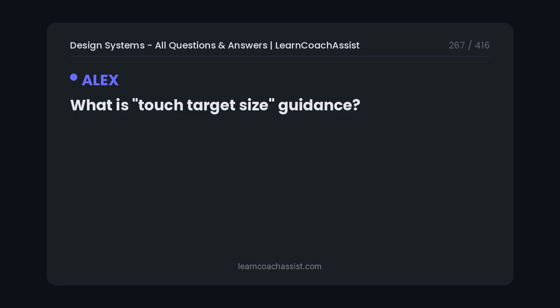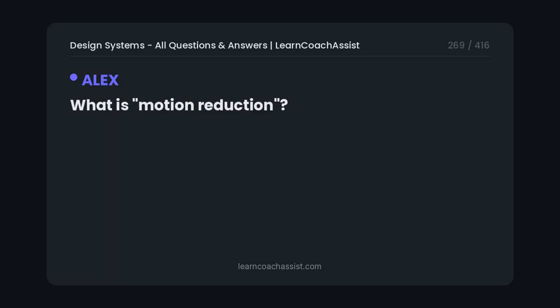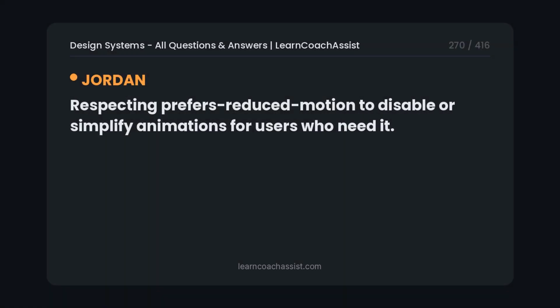What is touch target size guidance? WCAG AA recommends at least 24 by 24 CSS pixels, mobile platforms recommend 44 to 48 to reduce mistaps. What is motion reduction? Respecting prefers-reduced-motion to disable or simplify animations for users who need it.